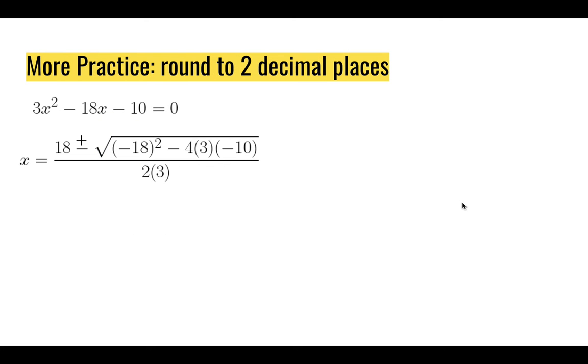Okay, so here's another practice question. Let's say we have 3x squared minus 18x minus 10 equals 0.